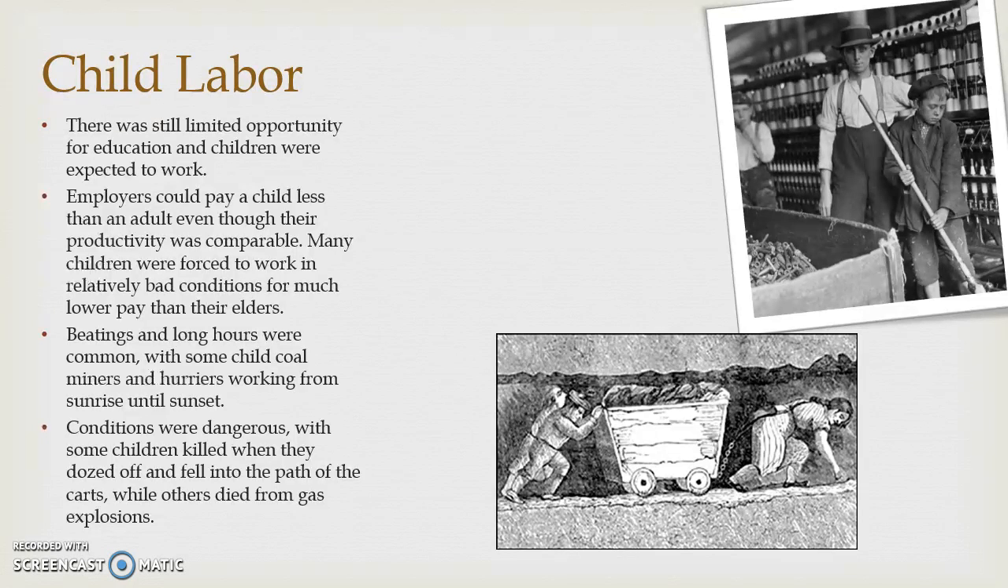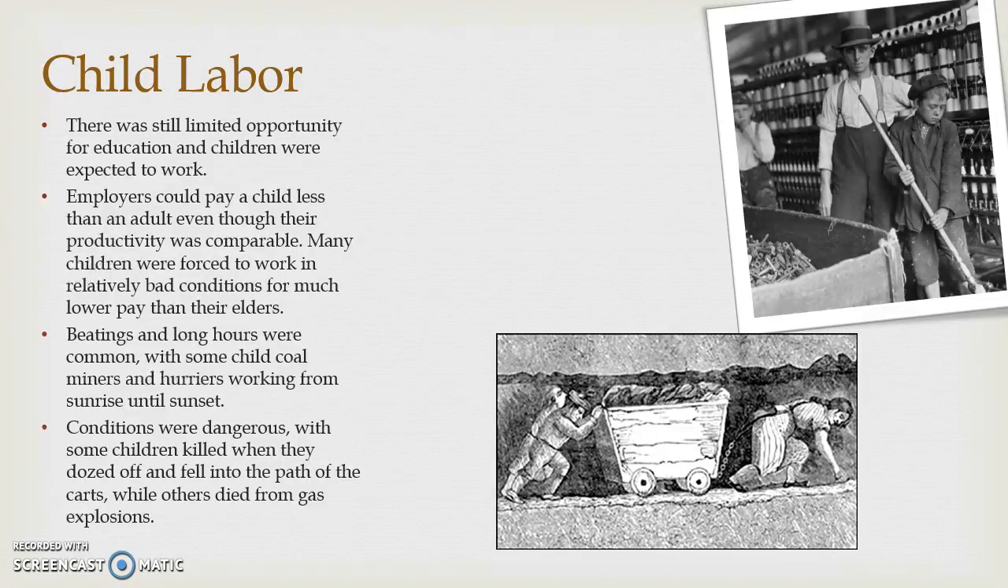Child labor. There was limited opportunity for education and children were expected to work. Employers could pay a child less than an adult even though their productivity was comparable, and many children were forced to work in relatively bad conditions for much lower pay than their elders. They would endure beatings and long hours, with some child coal miners and hurriers working from sunrise till sunset. The conditions were dangerous, with some children killed when they dozed off and fell in the path of carts, while others died from gas explosions that commonly happen in coal mining.